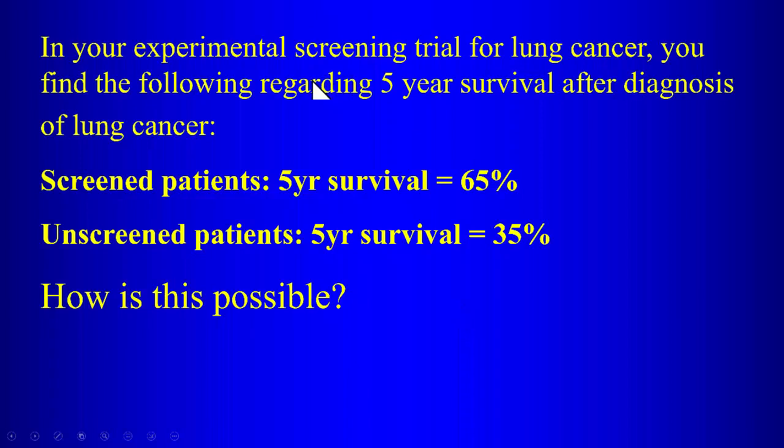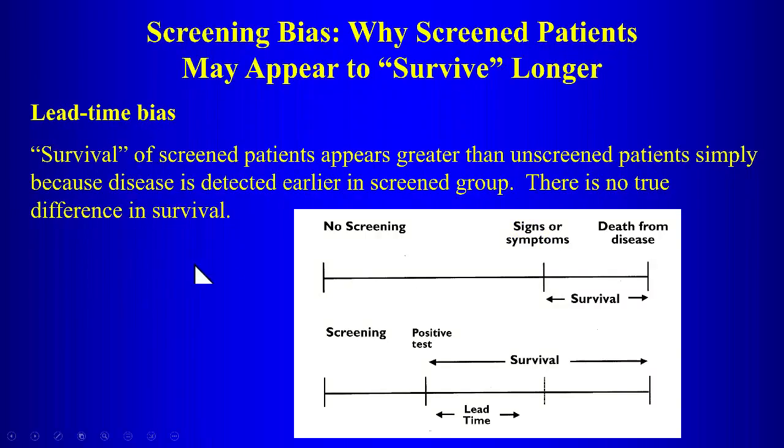So if in our experimental screening trial for lung cancer, we find the following results: screened patients, 5-year survival is 65%, unscreened patients, 5-year survival is 35%. This proves that screening works, right? No. Why not? So that's the point, is that there are these complicating factors that can be associated with screening.